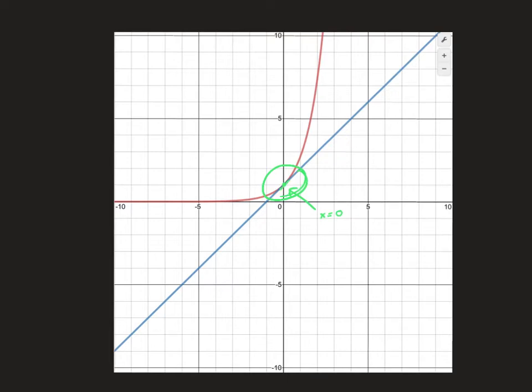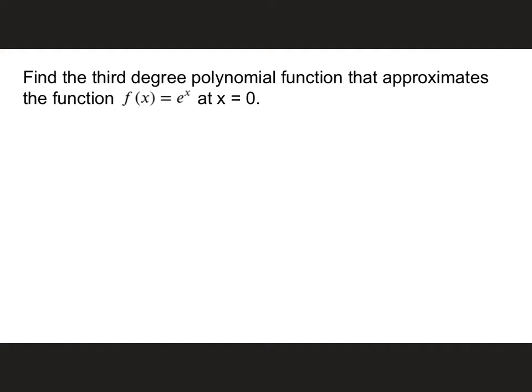So that's really neat, because just at that one spot, the slope and the tangent line are exactly the same for both equations. So if we would like to figure out a better polynomial to estimate e to the x, we need to go with a higher degree polynomial. Let's find a third-degree polynomial function.